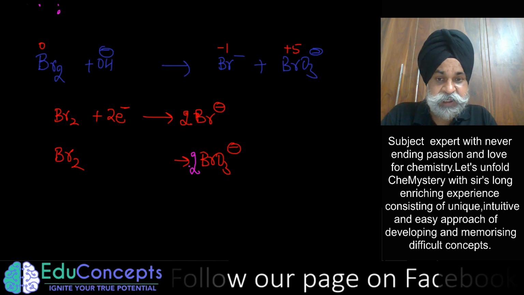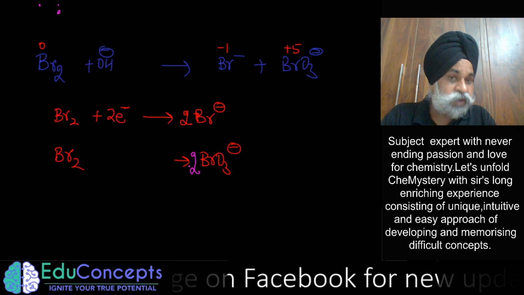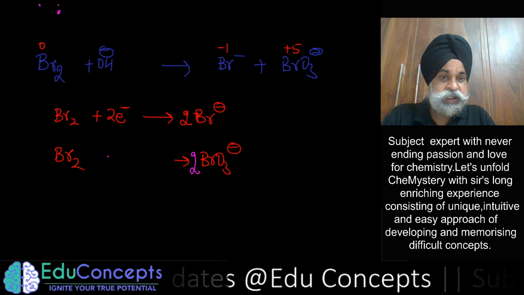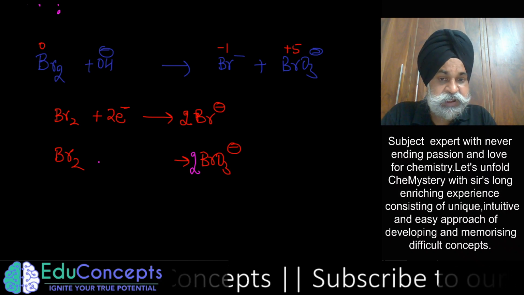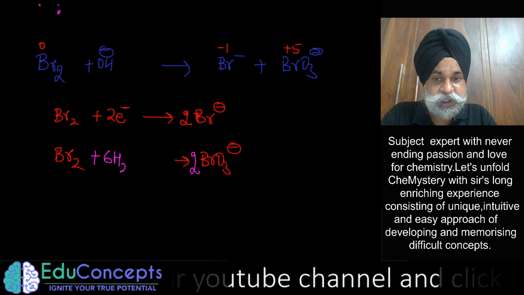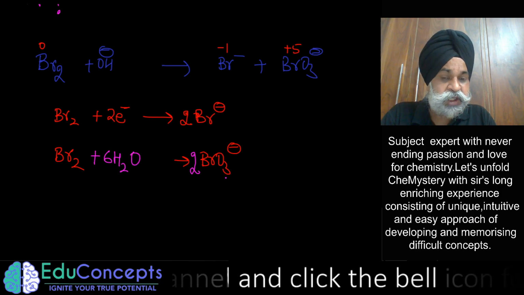Now once the bromine has been balanced, you have to balance the oxygen. And how to balance the oxygen? With the water. The side which is deficient in oxygen, add that many water molecules to it. So we have put 6 water here, so that oxygen also got balanced.